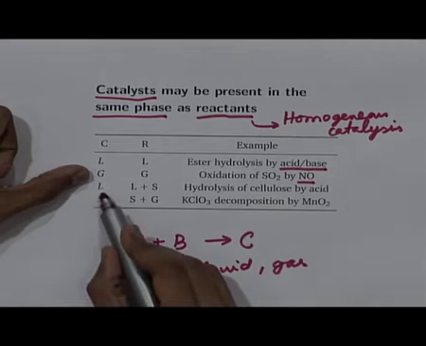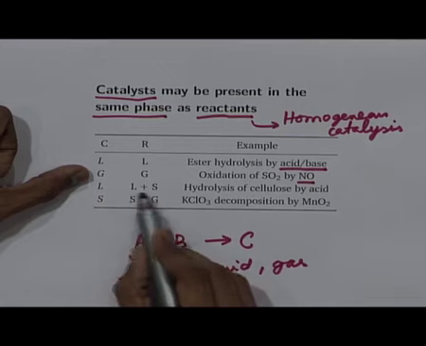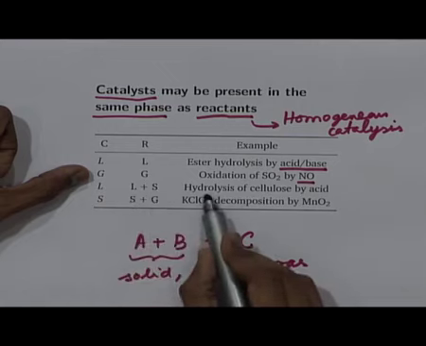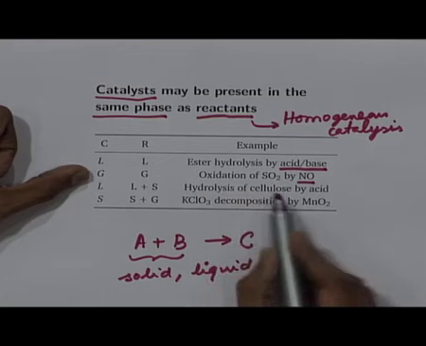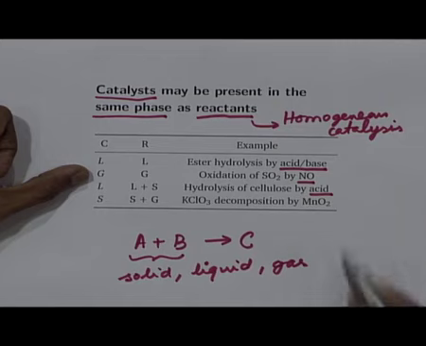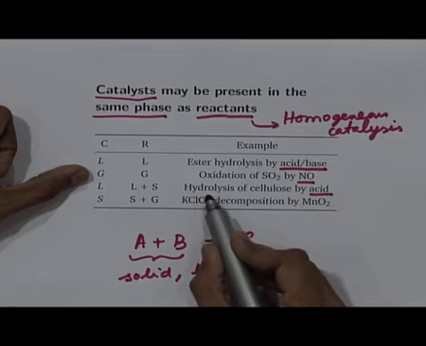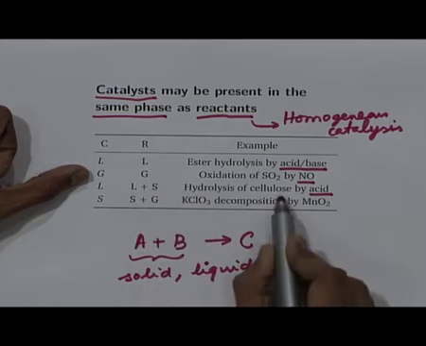The liquid phase catalyst, where the reactant could be both liquid and solid, and that is the hydrolysis of cellulose. So, the acid is the catalyst, it is present in the liquid phase. Water, which causes the hydrolysis, is in the liquid phase, and cellulose, another reactant, is in the solid state.